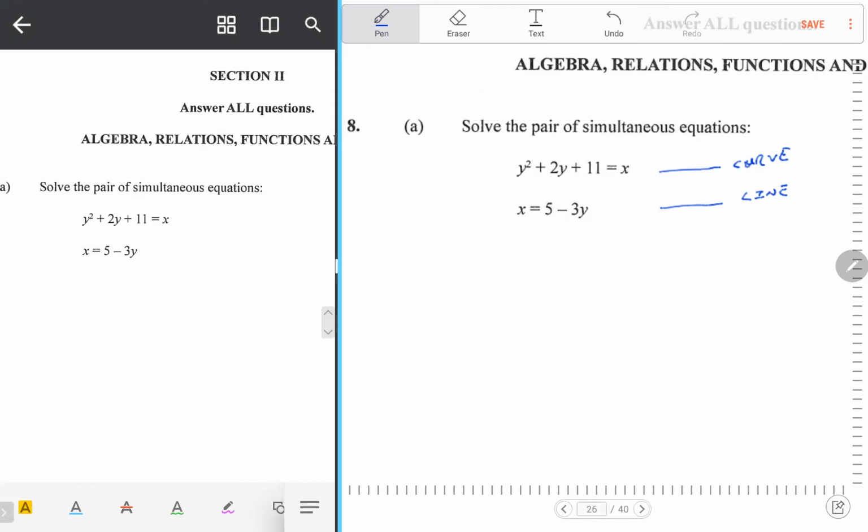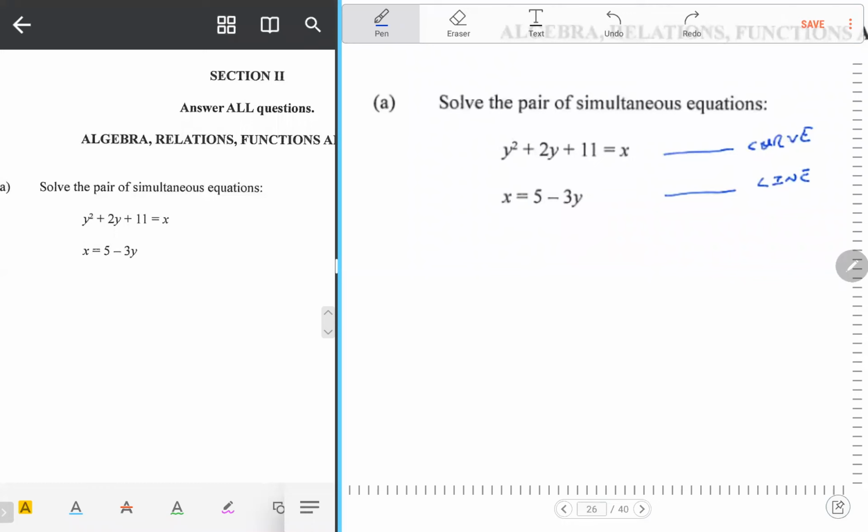Now, this one is pretty straightforward because they have made x the subject of this one and also x the subject of this one. So if this one equals x and at the same time x equals this, then we can just equate these two things. At the point of intersection, those two things will be equal. That's what simultaneous equations mean: you're finding the point of intersection.